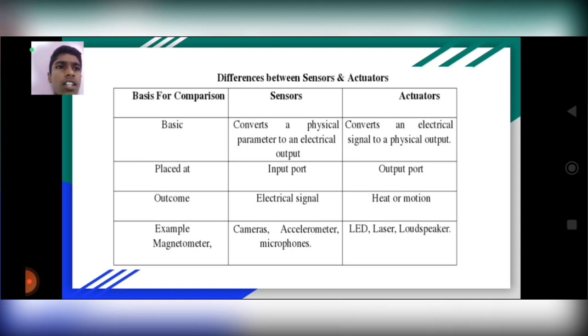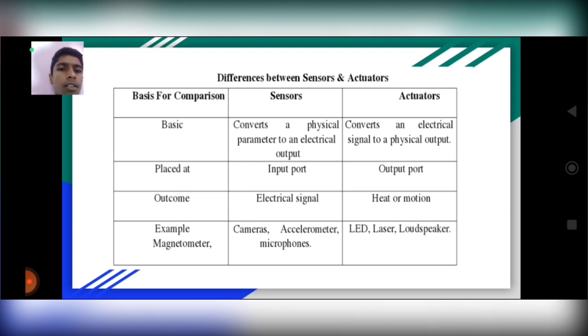Difference between sensors and actuators. Basic comparison: sensors convert a physical parameter to an electrical output, while actuators convert an electrical signal to a physical output. Sensors are placed at the input port and actuators are placed at the output port. Outcome: electrical signals are produced by sensors, while heat and motion are produced by actuators.